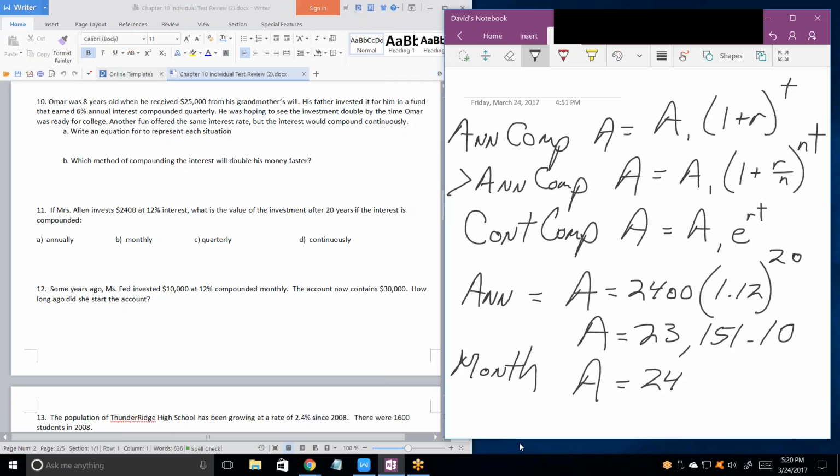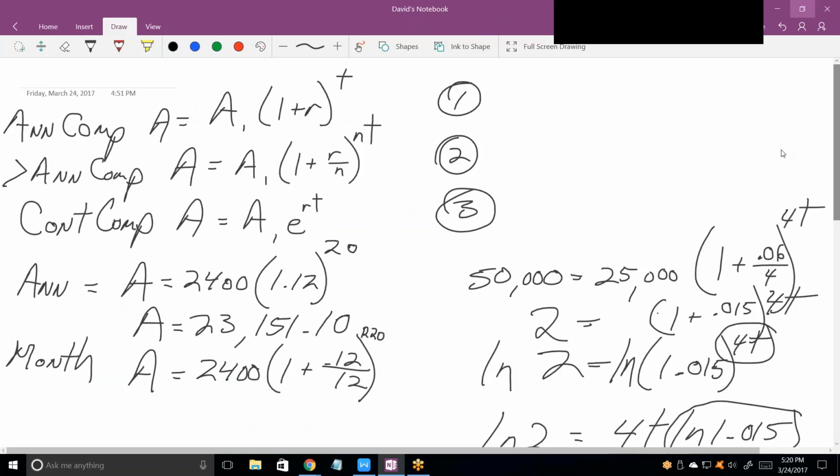2,400, and then times 1 plus 0.12 divided by 12, to the power of 12 or of 12t, which is 12 times 20. Okay, let's get an answer on that. Hold on a minute.